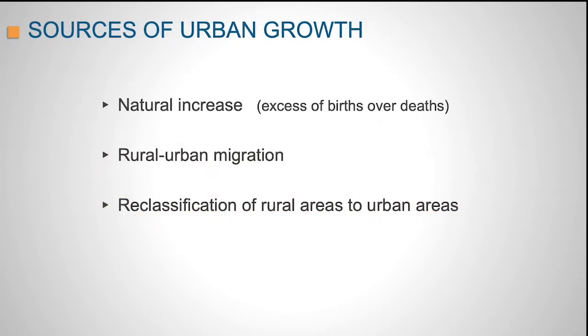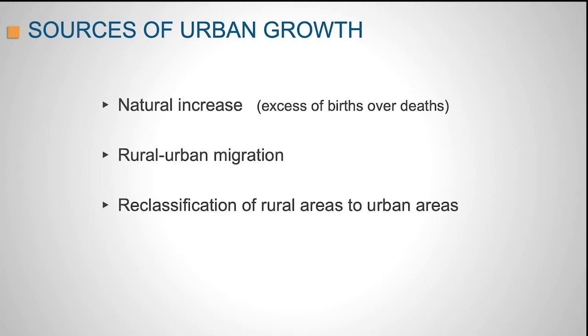What accounts for the rapid urban growth? The general agreement is that natural increase and migration are the primary sources of urban growth, followed by the reclassification of rural areas to urban areas. About 60% of the urban population growth in developing countries, including the Philippines, is attributed to natural increase, or the excess of births over deaths. The remaining 40% is due to rural-urban migration and reclassification of rural to urban areas.